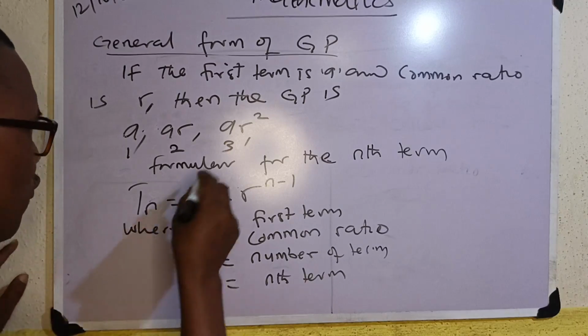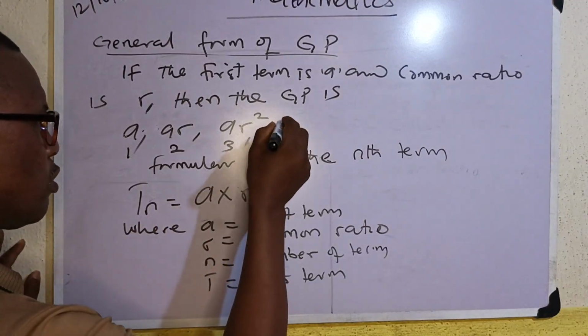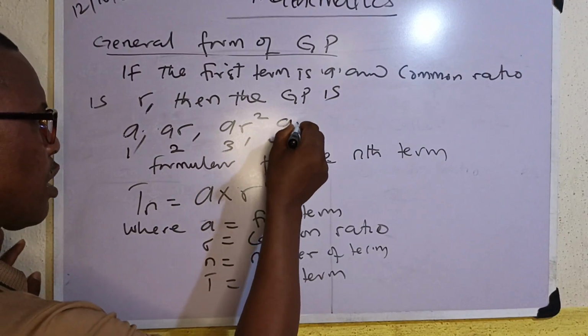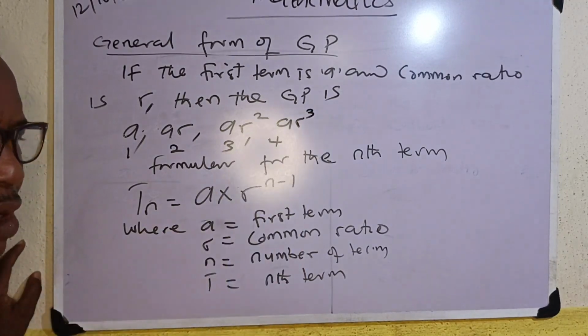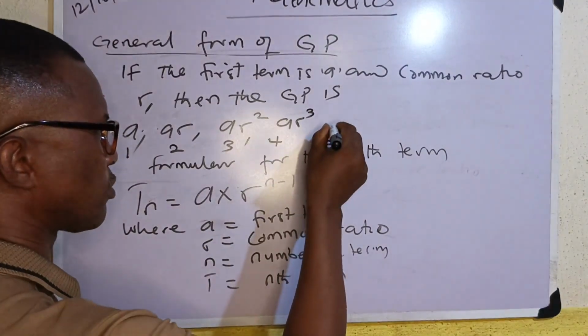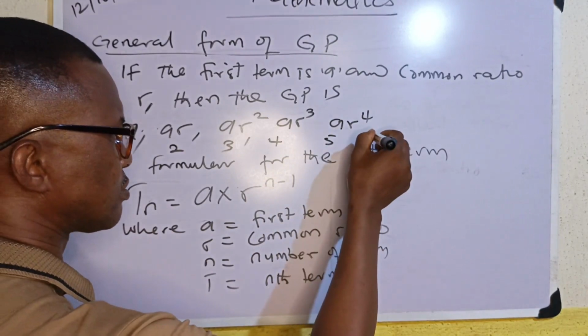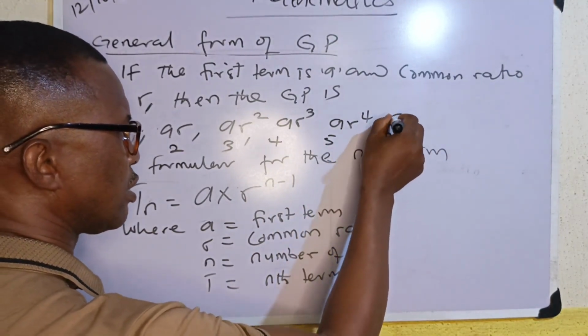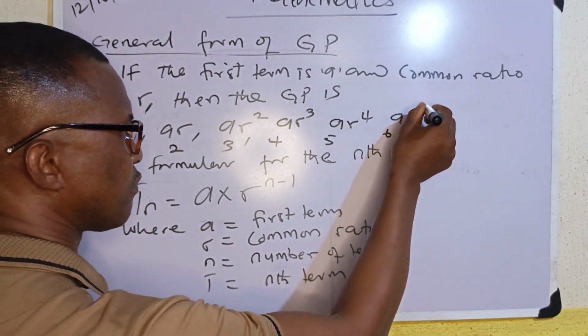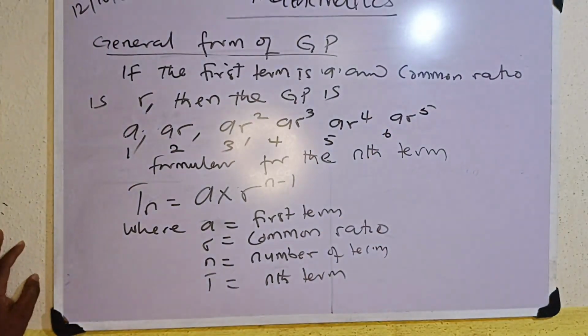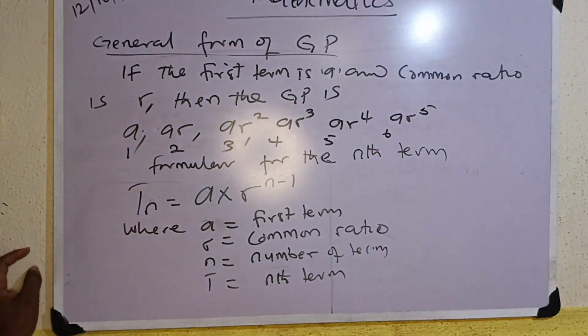Okay, let's look at the fourth one. The fourth one is going to be A R cubed, reduced by 1. Let's look at the fifth term, A R to the fourth. The sixth term is A R to the fifth. Which means as the term number increases, the power reduces by 1. So that's how we know our formula.